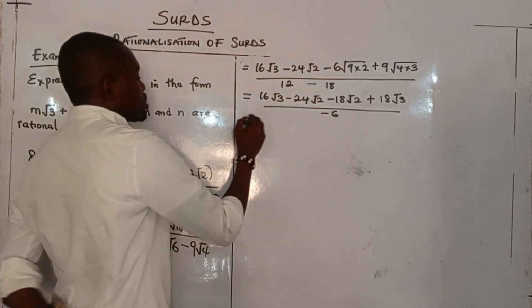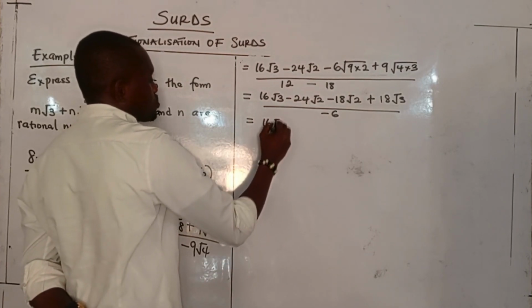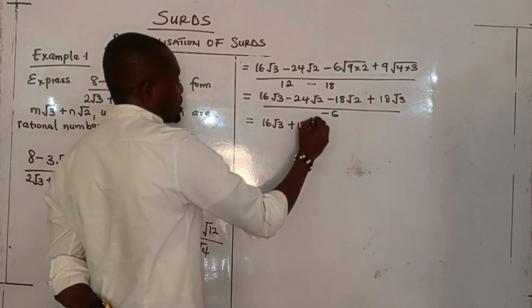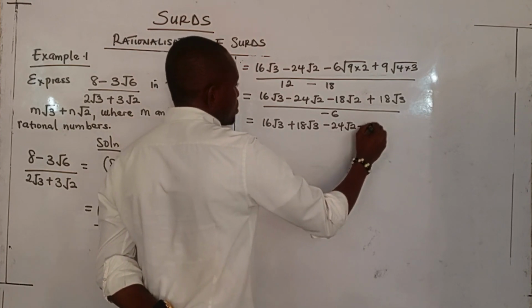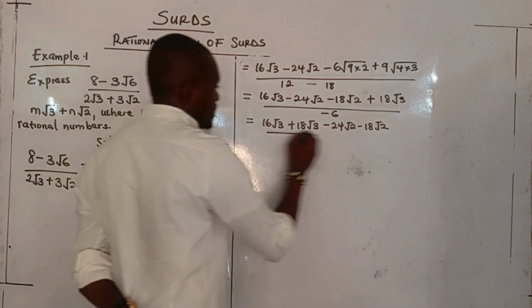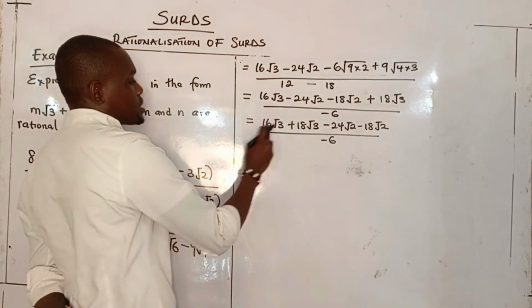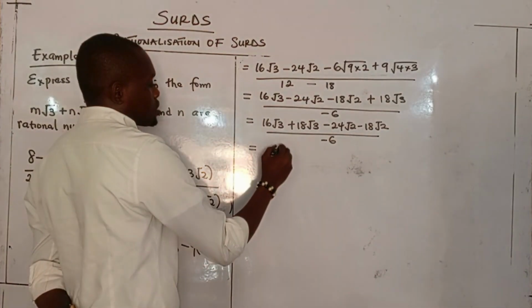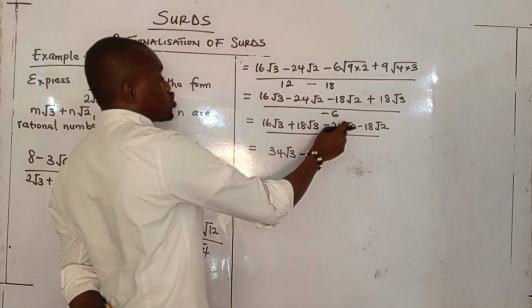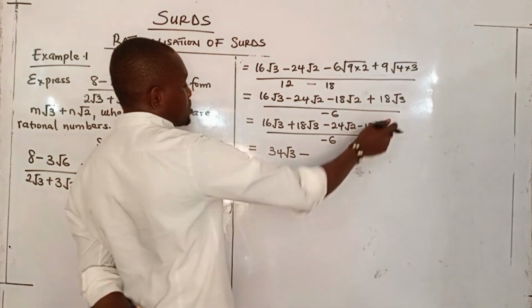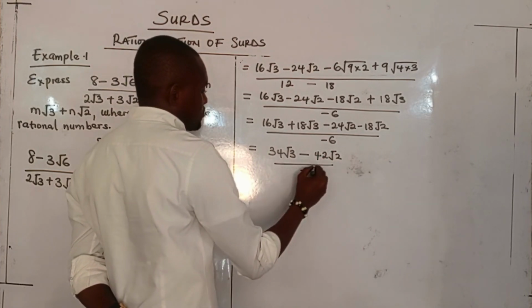Minus 6. So from here we have similar surds. We are going to have 16√3 plus 18√3, then minus 24√2 minus 18√2, then everything to be divided by minus 6. Adding the similar surds, 16 plus 18 gives us 34√3, and minus 24√2 minus 18√2 gives us minus 42√2, to be divided by minus 6.